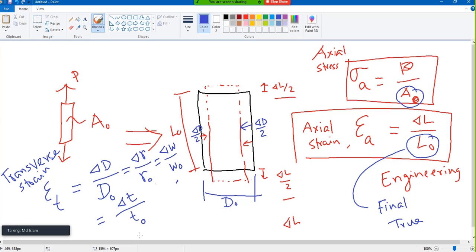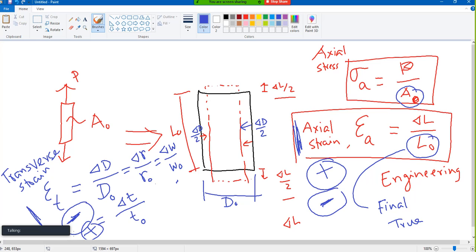So hopefully you understood axial strain on this side and you understood transverse strain. If I apply tension force, axial strain is positive, transverse strain is negative. Why negative? My lateral dimension decreases for tension. In compression test, axial will be negative, lateral will be positive. So lateral and axial are always opposite in sign.